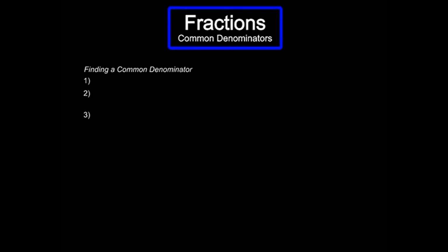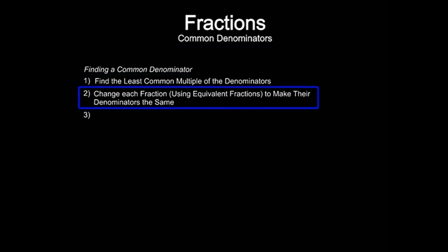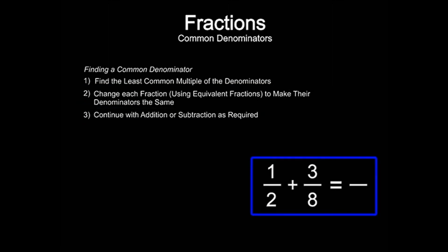If the denominators of a fraction are not the same, we must first find a common denominator before adding or subtracting. To do so, first find the least common multiple. Then multiply by an equivalent fraction of 1 to make the denominators the same, and finally continue on with the addition or subtraction. For example, let's find the common denominator between 1/2 and 3/8 so that we may add them.